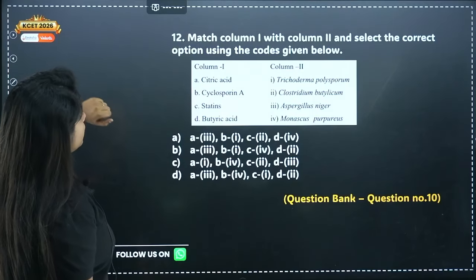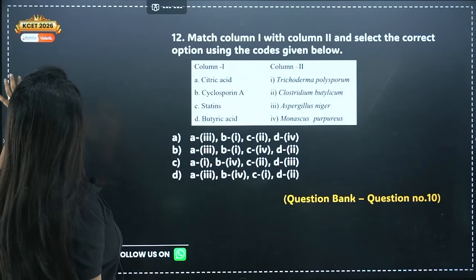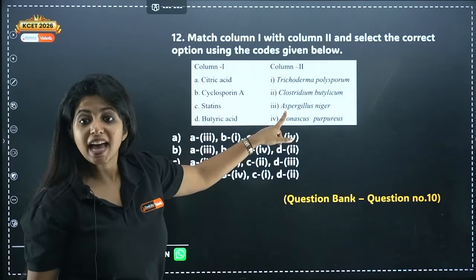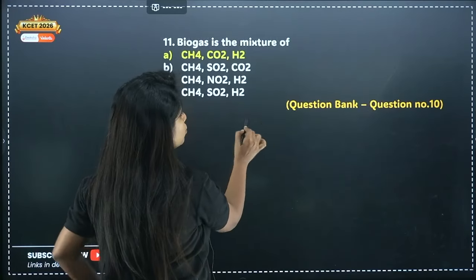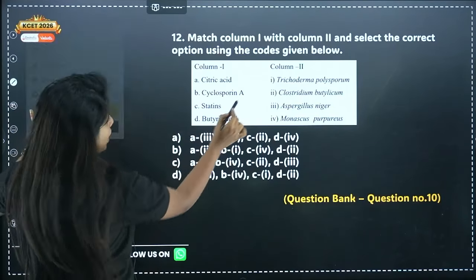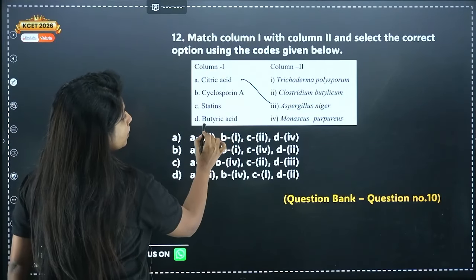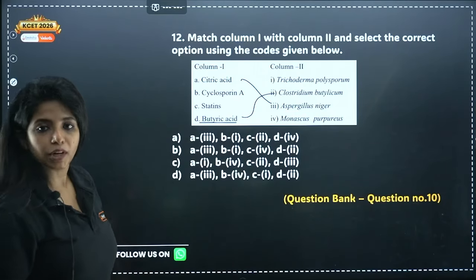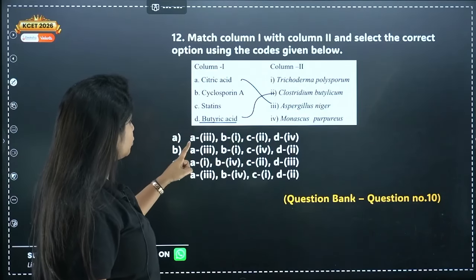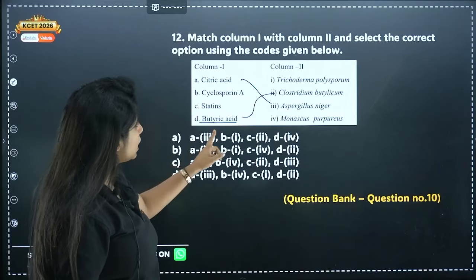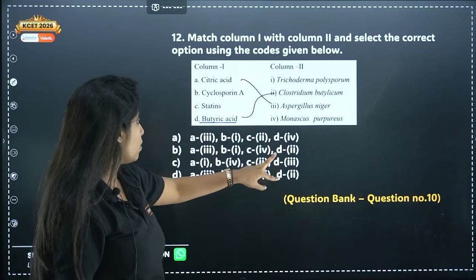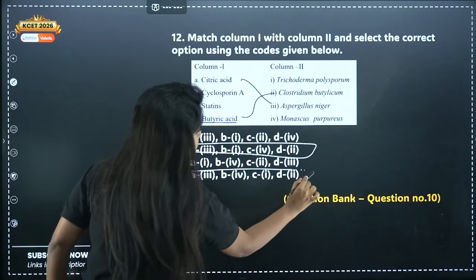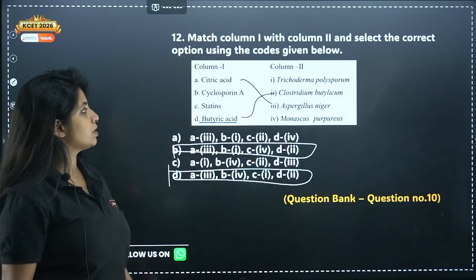Now the next question: match column 1 with column 2 and select the correct option. Citric acid is produced by Aspergillus niger. That's a fungus, I told you. Now what about butyric acid? Butyric acid is by Clostridium butylicum. So A goes with 3, and D goes with 2. I have a competition between these two options, and I need to know what the answer is.